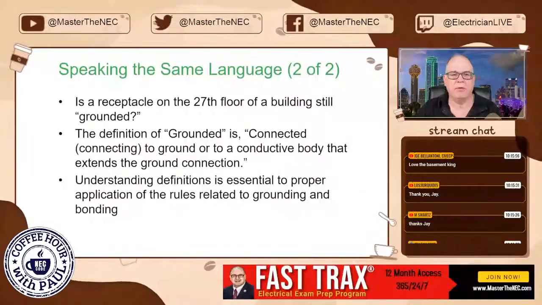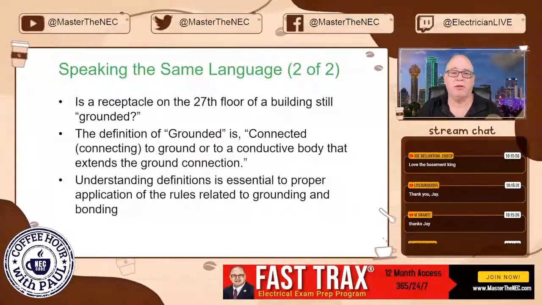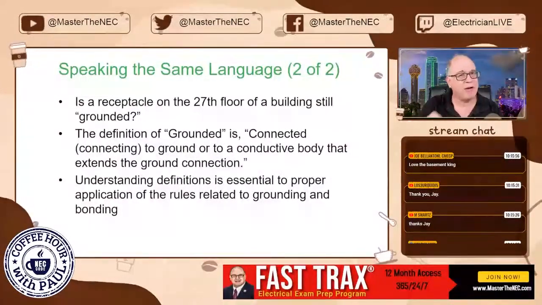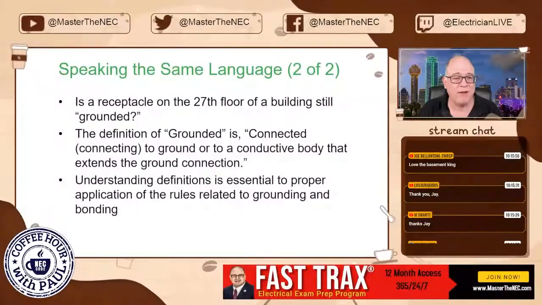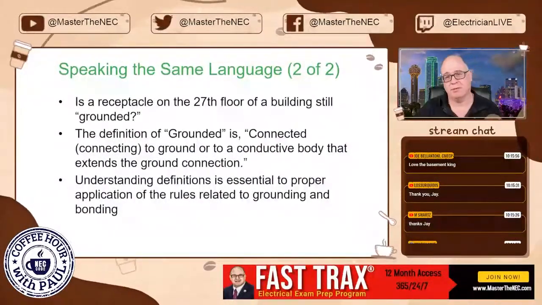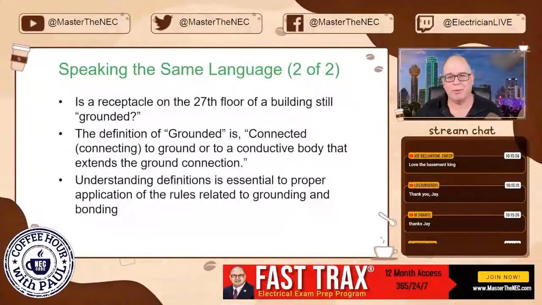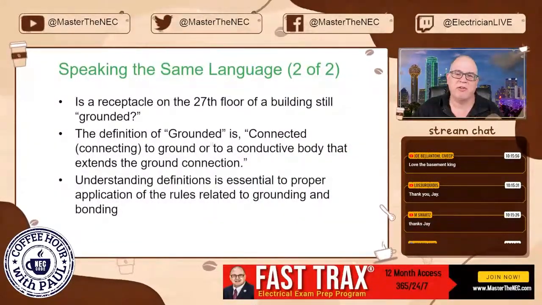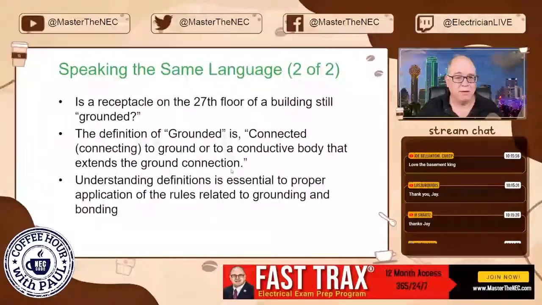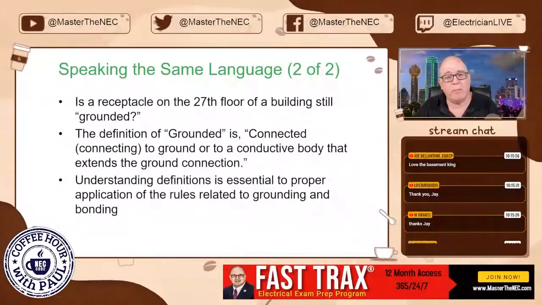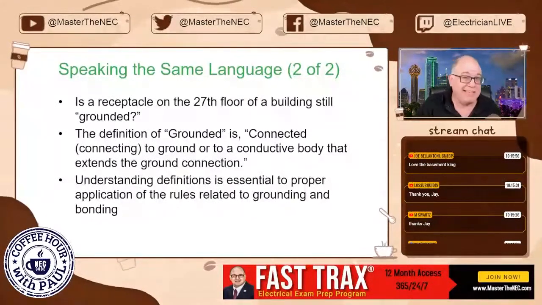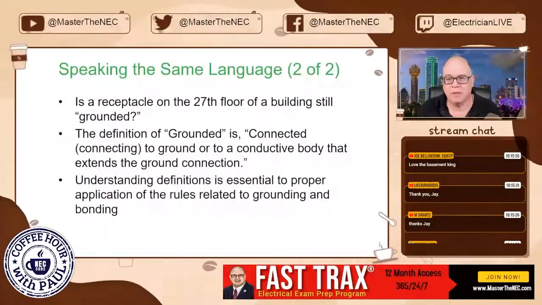All right, speaking the same language, is a receptacle on the 27th floor of a building still grounded? We know that it's bonded because we're running an equipment grounding conductor. But is it grounded? Dude, it's 27 floors away from terra firma, right? It's 27 floors away from Earth. Is it still grounded? Okay, well, we're going to look at that. The definition of grounded is connected to ground. So grounding is the difference between grounded. The past tense, grounded, is the final result of you doing something. Grounding something is the action, right?